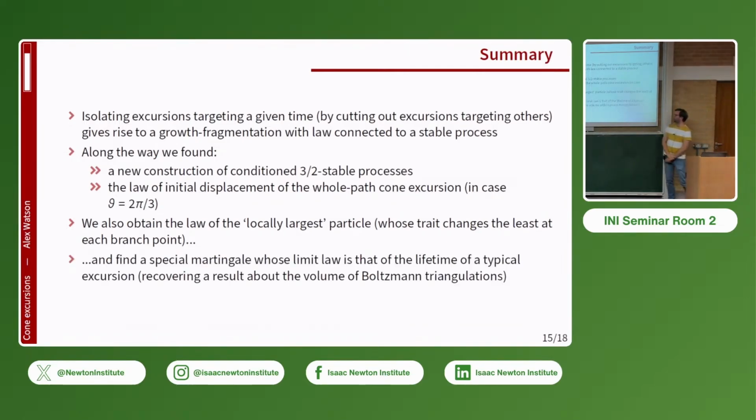And we also find a special martingale, which is something that you get almost for free from having a branching process. But the interesting thing is that this martingale has a limit distribution, which is the same as the lifetime of the typical excursion. And because of, I guess, some stuff that's on the next slide, this recovers some results about the volume of Boltzmann triangulations that can be proved combinatorially.